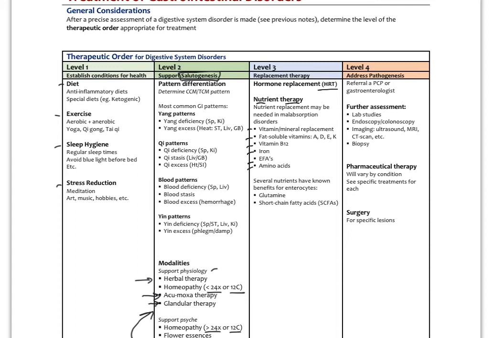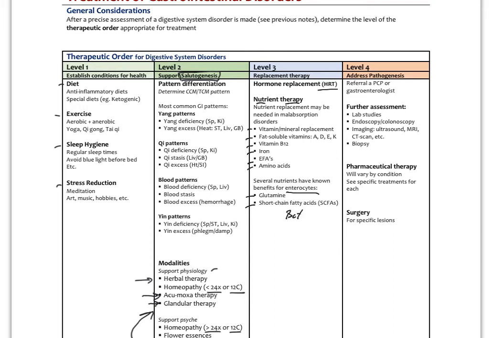These are the common ones that often get depleted in malabsorption conditions like celiac disease or Crohn's. So we'll look at those. We also know there are several nutrients that are specific for the enterocytes, the cells that line the mucosa. So glutamine and then short-chain fatty acids, SCFAs, and specifically butyric acid.